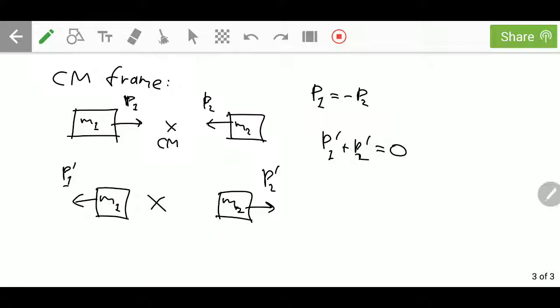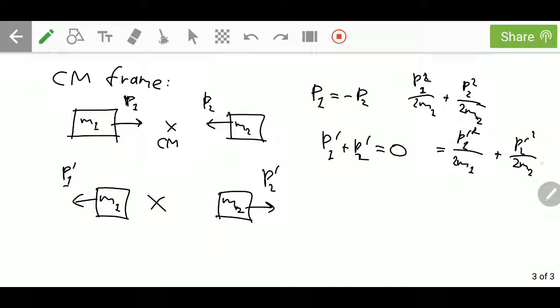but we also have that the kinetic energy before in this frame, which is p1 squared over 2m1 plus p2 squared over 2m2, will equal p1 prime squared over 2m1 plus p2 prime squared over 2m2. And the only way for these equations to be satisfied is basically to just have p1 prime equal to negative p1, and p2 prime equal to negative p2.